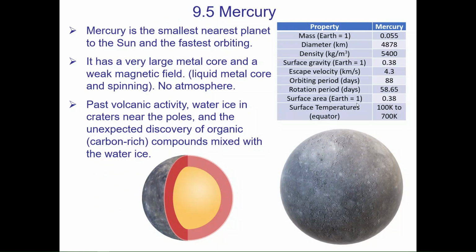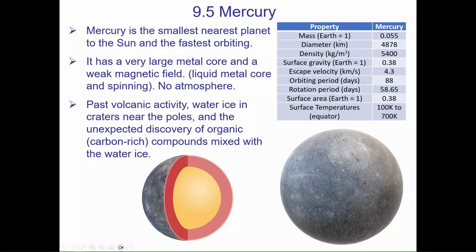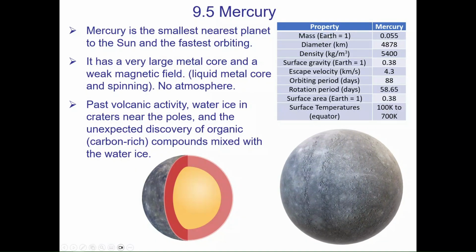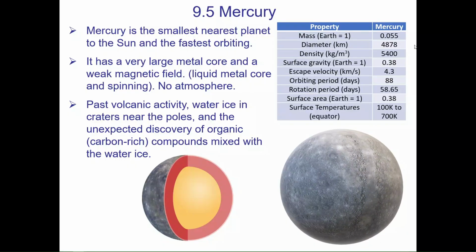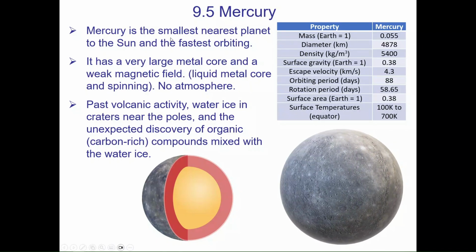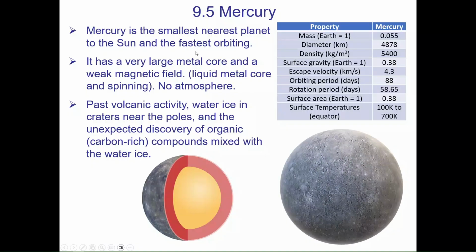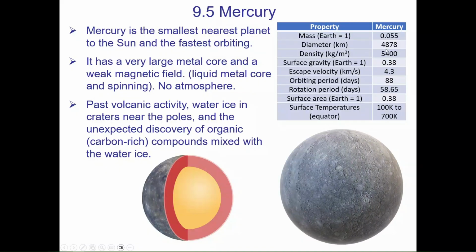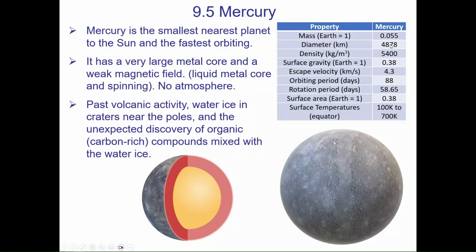Now, finally, let's look at Mercury. Let's first look at some properties of Mercury. You can see the mass of Mercury is only a little over 5% of that of Earth. We'll always compare them, but it's still higher than the moon. So Mercury is a little bit bigger than the moon, but Mercury is the smallest and the nearest planet to the sun, and therefore the fastest orbiting planet. The diameter is about 5,000 kilometers, which is a little less than half of the Earth.